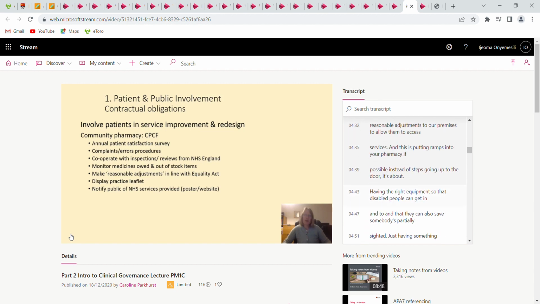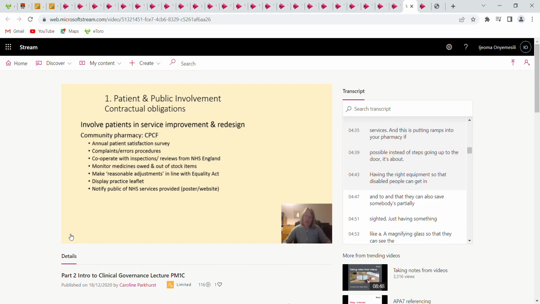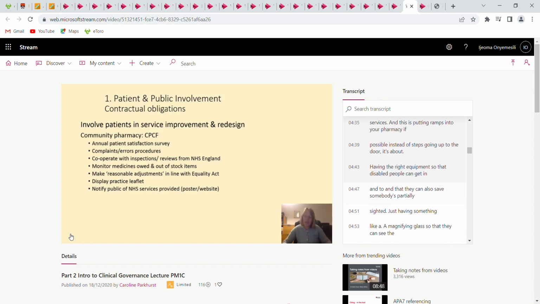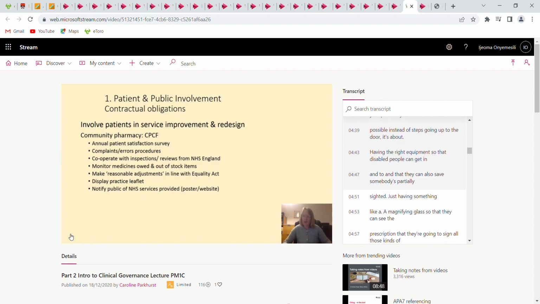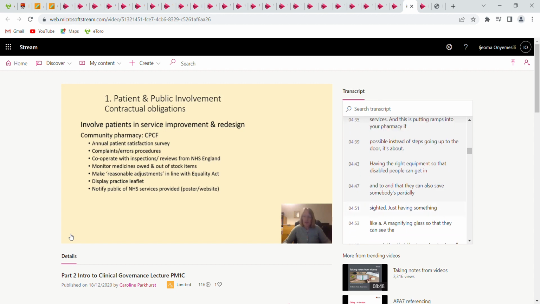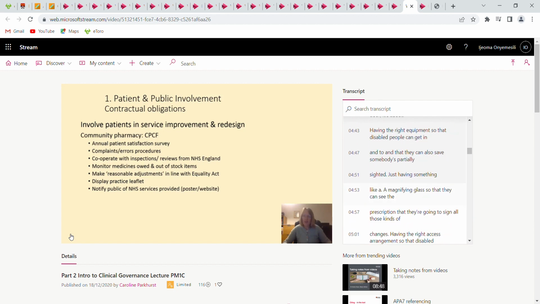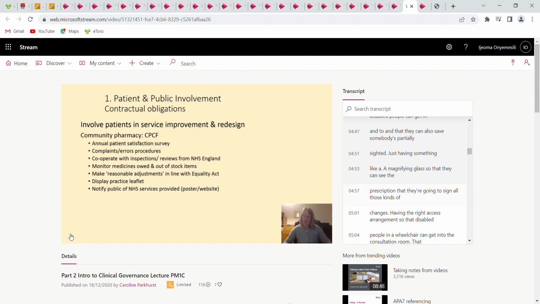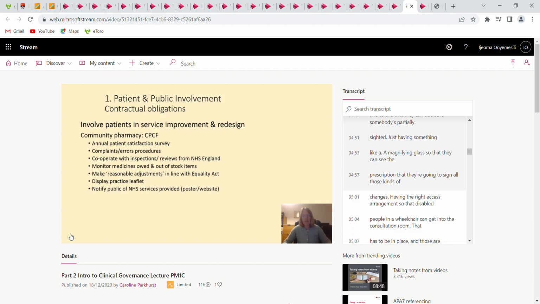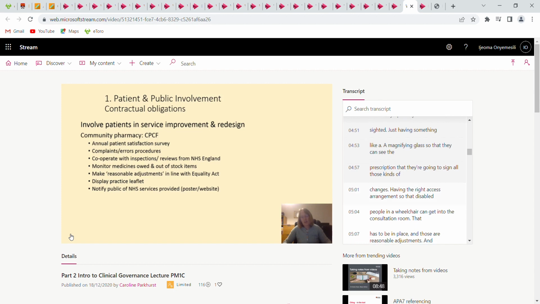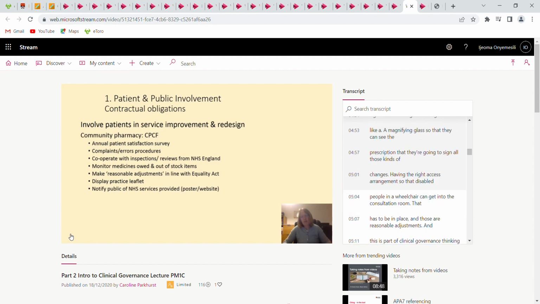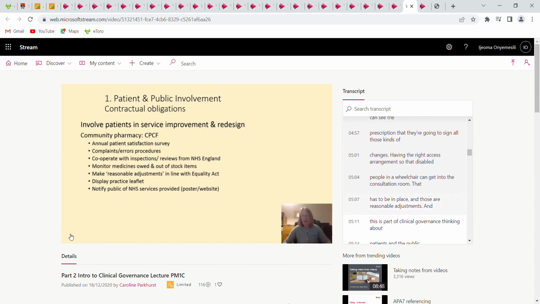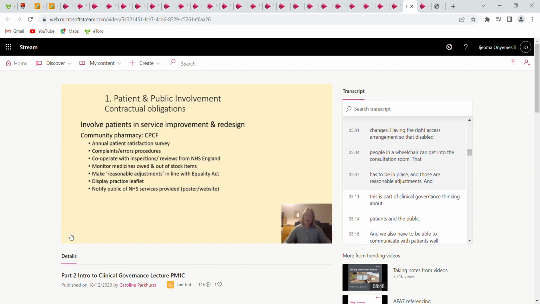It's about having the right equipment so that disabled people can get in, and that they can also, say if somebody's partially sighted, just having something like a magnifying glass so that they can see the prescription that they're going to sign. All those kinds of changes, having the right access arrangements so that disabled people in a wheelchair can get into the consultation room, that has to be in place, and those are your reasonable adjustments.